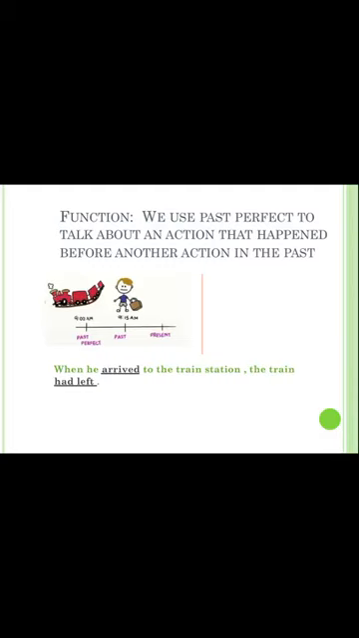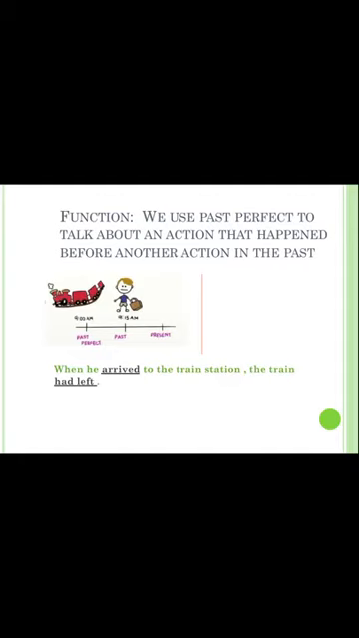Basically, we use past perfect to talk about two events, okay? We have two events in the past. One of them happened before the other. So we use past perfect to talk about an action that happened before another action in the past. يعني عنا two actions, one of them happened before the second one. What do we mean by this?